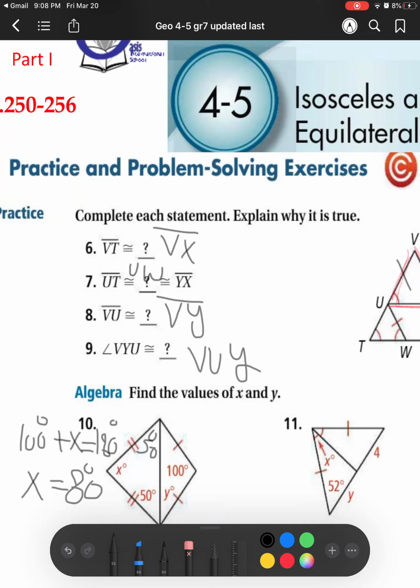What about the y? In the other triangle, the vertex angle is 100, so the rest of the 180 is divided into two equal parts. So I will say 80 divided by 2 equals 40. This means y equals 40 degrees.